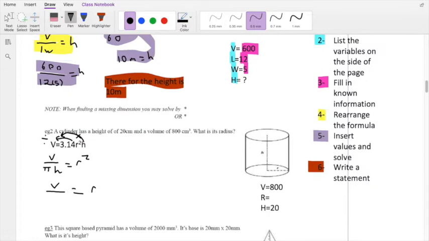I'm going to take a long time to undo all this. So let's plug in my numbers. So I have 800 divided by pi h. Oops. H is 20.